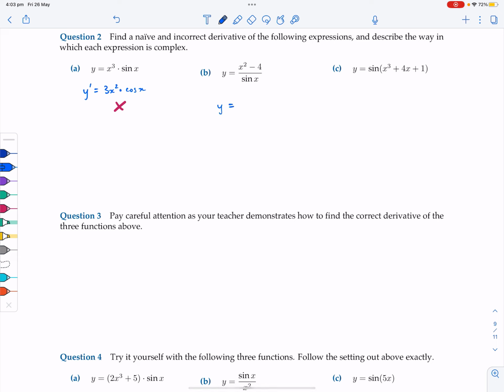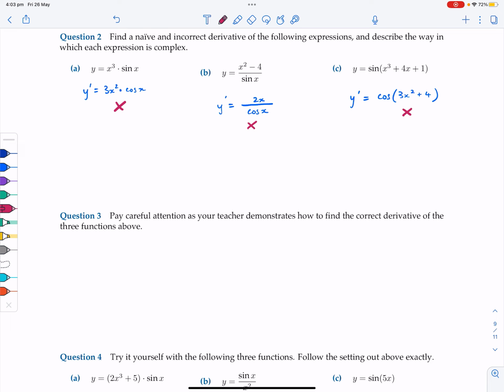This one, y equals x squared minus 4 over sine x. So let's just take 2x, the derivative of the top, over the derivative of the bottom, all right? That's wrong. It's just being too simple. It's actually more complicated than that. And this one, y equals sine of x cubed plus 4x plus 1. We could say the naive and incorrect thing, right? Derivative of sine is cos, and then the derivative of the inside is 3x squared plus 4. Okay, that's wrong. All right, so we've studied what's wrong, and now we're going to learn what's right.